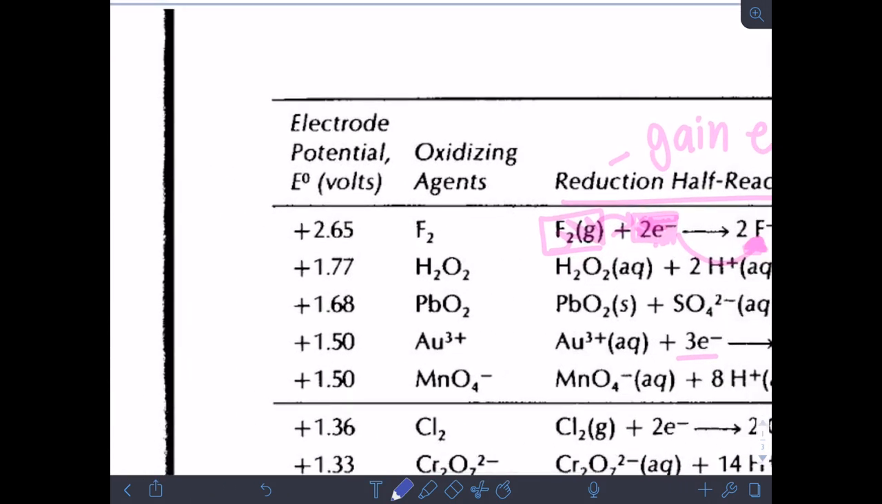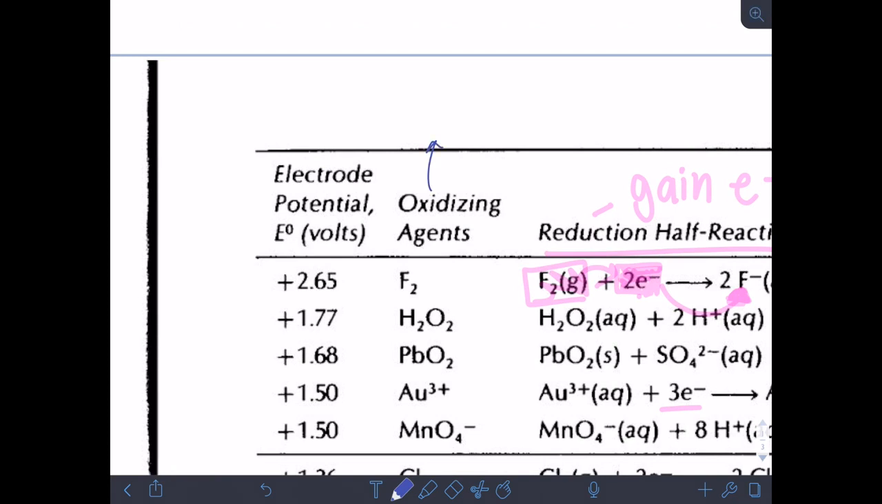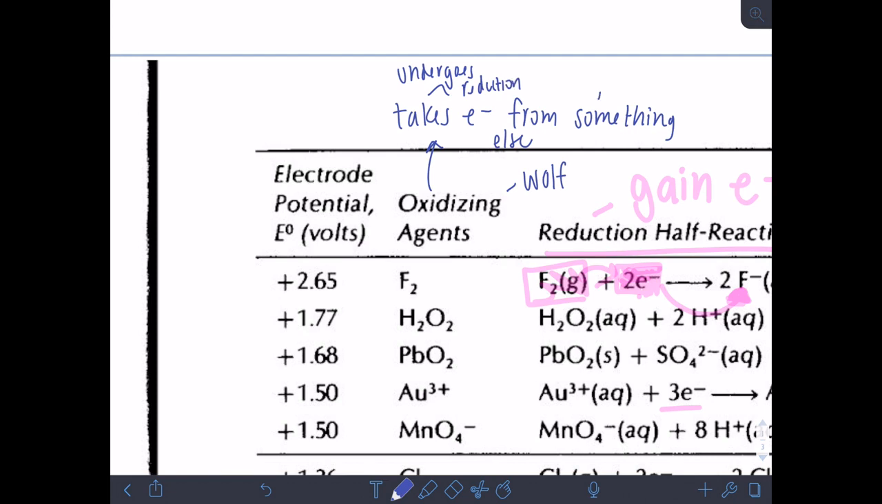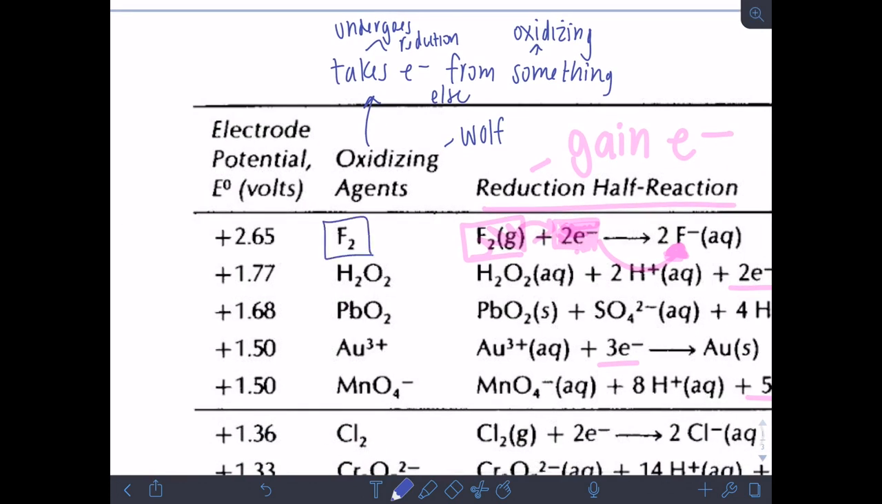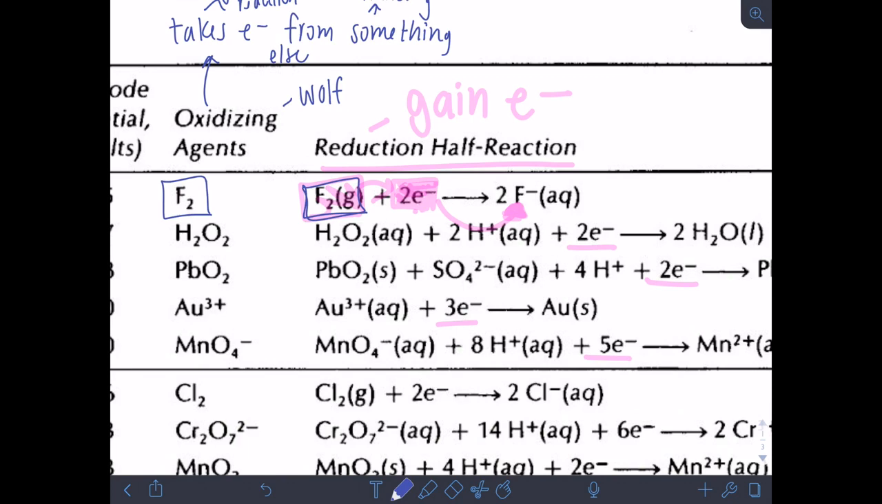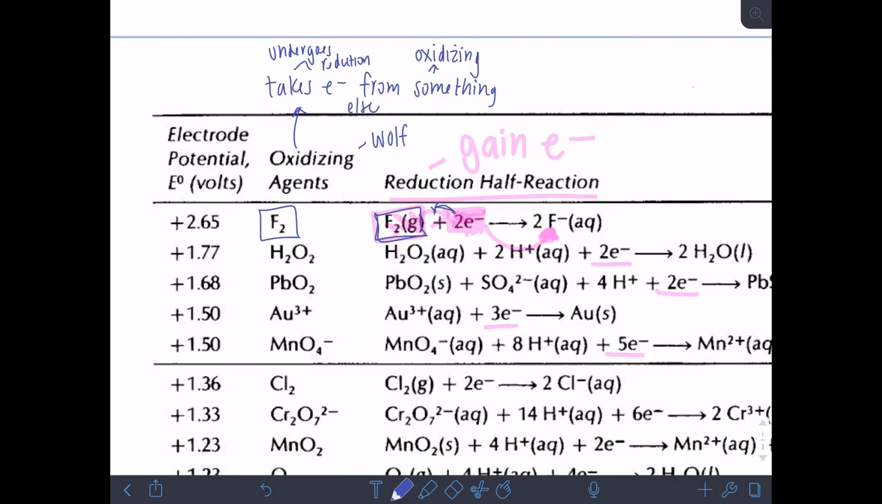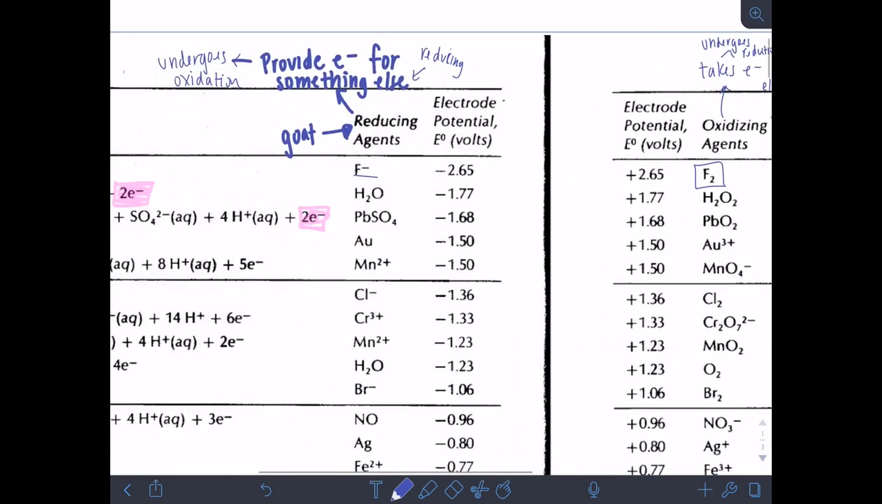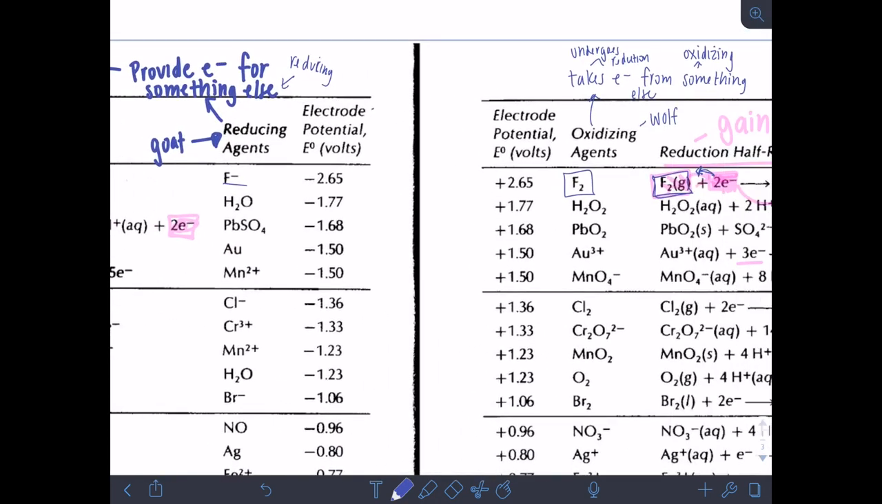The opposite of that would be oxidizing agents. And oxidizing agents, as you can assume, take electrons from something else. That would make it a wolf, because it's taking electrons, so it's undergoing reduction. And that means it's oxidizing the other thing. Oxidizing agents will appear in the reactant side here because they are taking electrons from something else, meaning they are being reduced. So that's our reducing agents and our oxidizing agents.